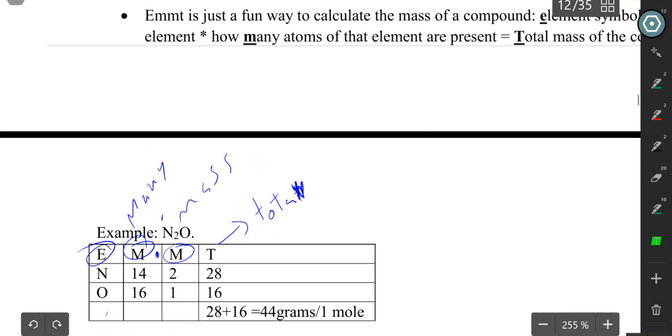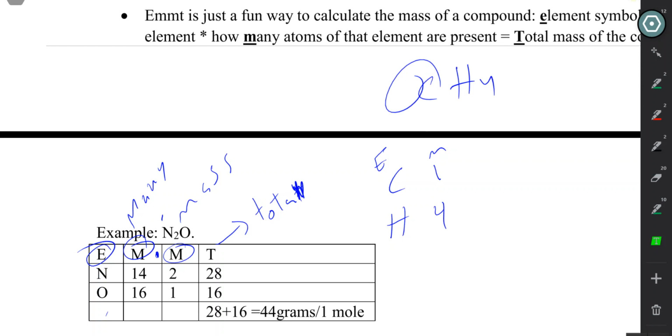So if I was to do that for the CH4, the elements are C and H. These are the elements. How many of the C's do I have for CH4? There's only one C, so that's one C. There are 4 H's. Here are the 4 H's. Okay. And then what's the mass of each one of them?